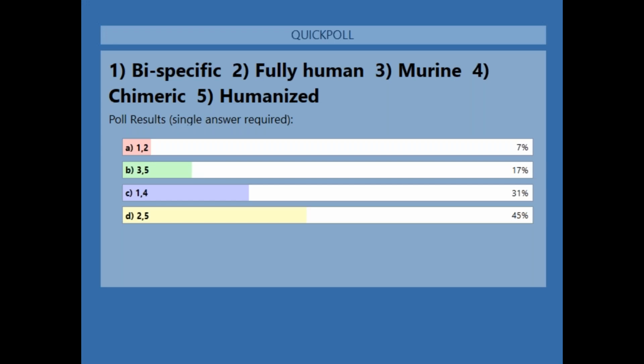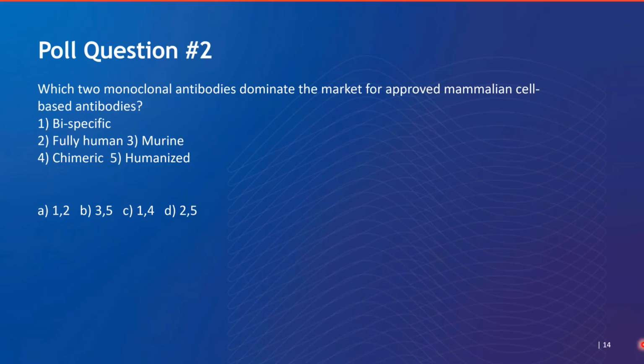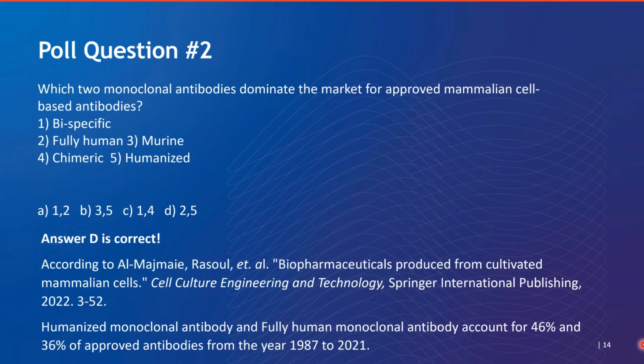Okay, so in our audience, we have 7% that said the 1 and 2 combination. Then 17% said 3 and 5, while 31% of our audience said 1 and 4, and then 45% of our audience chose 2 and 5, fully human and humanized. So Ali, what is the correct answer? And it looks like the majority, 45%, made the correct choice. Answer D is correct. So 2 and 5.